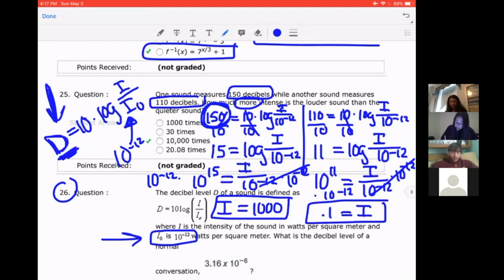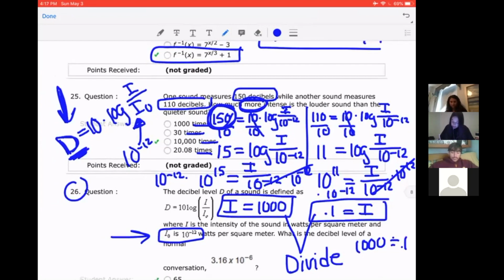But they're asking how much more intense, and look at all your answers. They all have times. So what do we do to find that with those two numbers? Divide, okay? Because basically they're asking how many times more, how much do you have to multiply by? So when you divide 1000 by 0.1, that's where you get your 10,000 from. Does that make sense? Yes. Okay, so you're just struggling with the comparison ones, which are the hard ones. That's good, you have the basics. It's just once you kick it up to that next level.